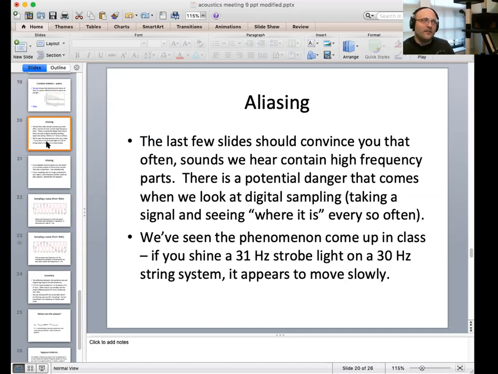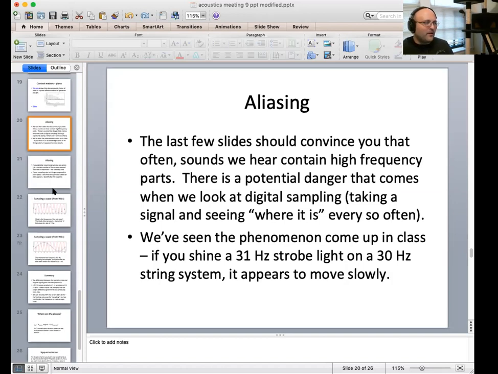So just because you're playing A440 on an instrument, you may be getting partials or overtones well into the thousands. And this is a good time to mention that if you digitally sample a signal and you don't sample it enough, there can be problems. The phenomenon in my class is if I take a 30 hertz standing wave and shine a 31 hertz strobe light on it, it appears to move pretty slowly. I go around the lab tables and show them this.